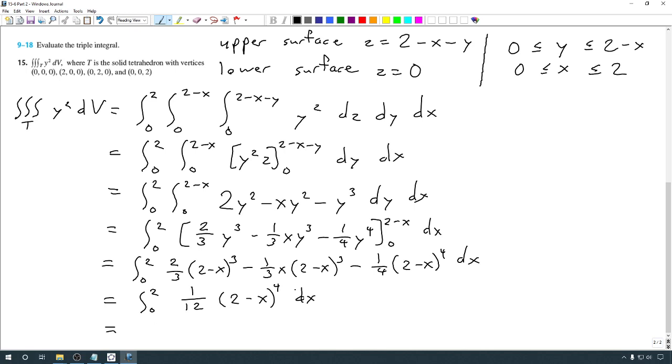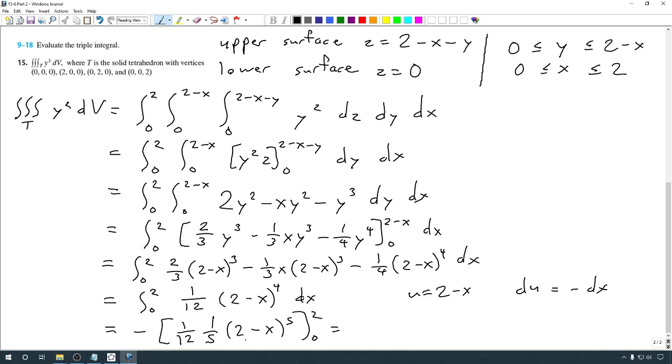When we integrate that, like I said, here you can make a substitution of u equals 2 minus x. That means that du is negative dx. That means we end up with an extra minus sign here. I'll just leave the 1/12 in there. But here we're basically integrating u to the fourth power, so we get a 1/5 u to the fifth power. But our u is just 2 minus x, going from 0 to 2.